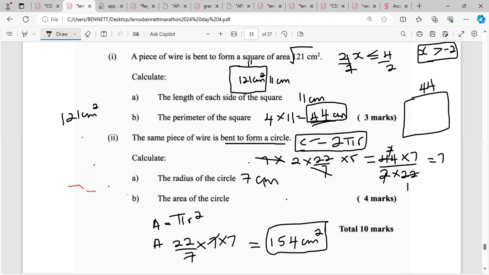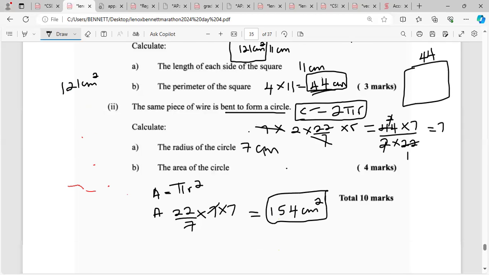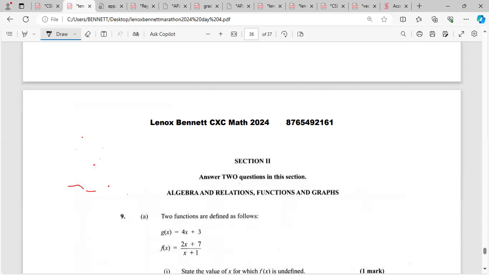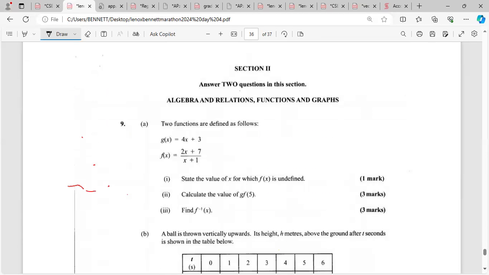Alright, we have 9 minutes, guys. Let's see if we can do one graph question. Yeah. Alright, let's see if we can do this in this time. I say it will take a little while, but let's see if we can do this.